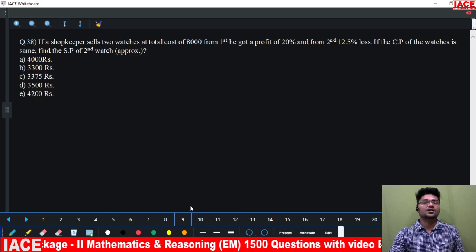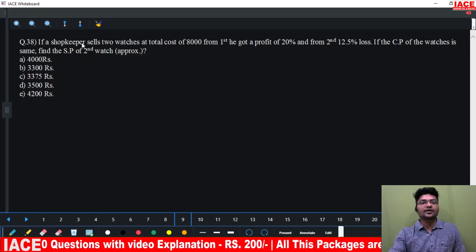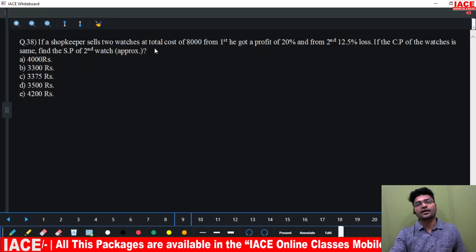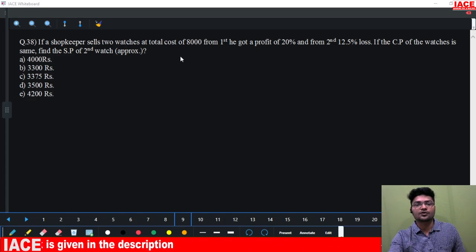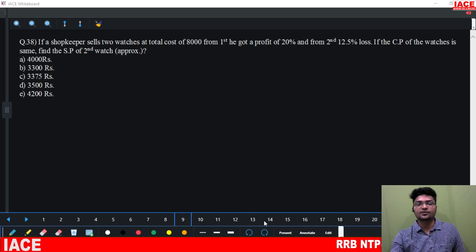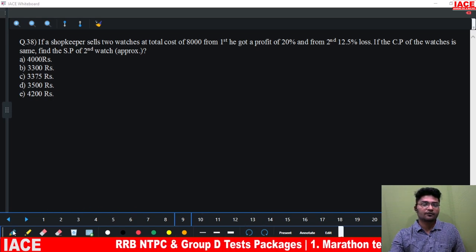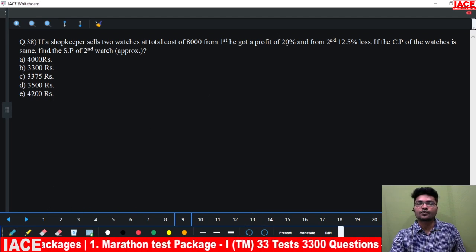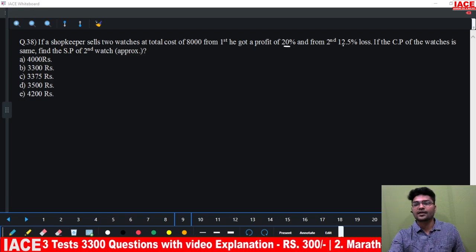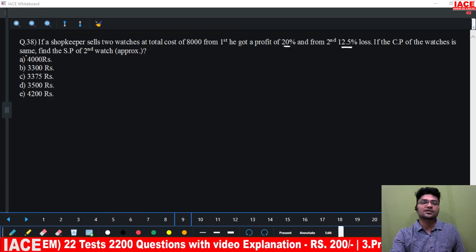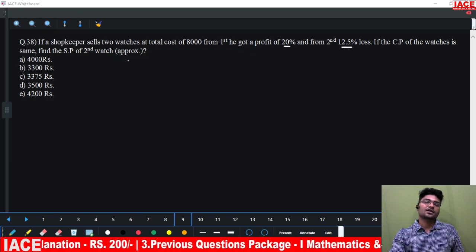Next question. Question number 38. If shopkeeper sells two watches at a total cost of 8,000, then first one he got a profit of 20 percentage, and second one he got a loss of 12.5 percentage. If the cost price of the watches are same, find the selling price of the second watch.